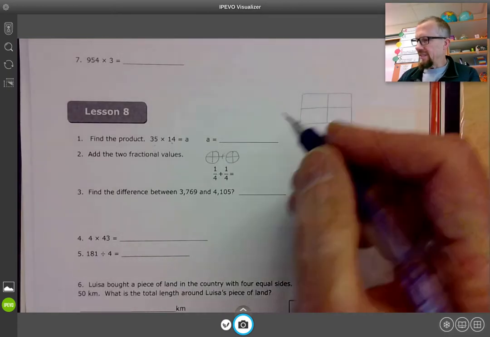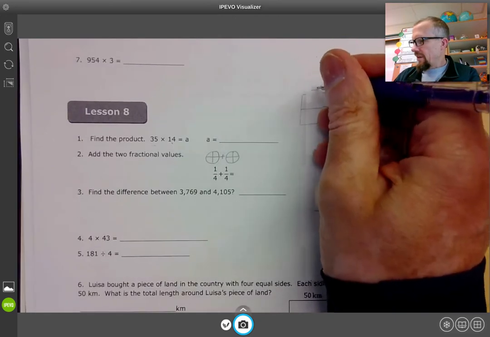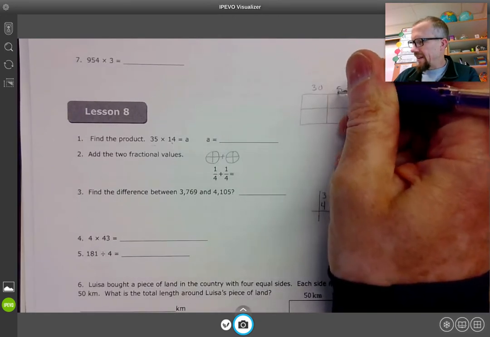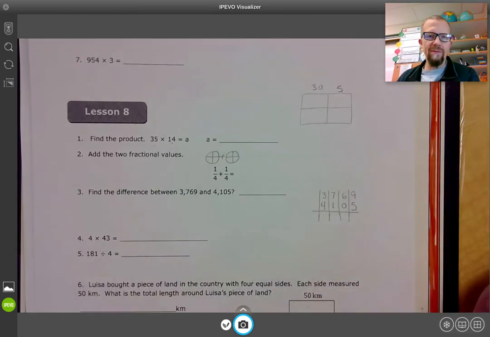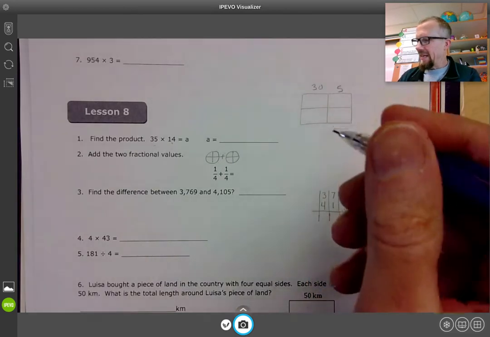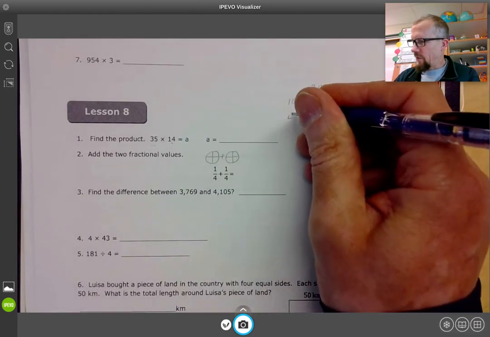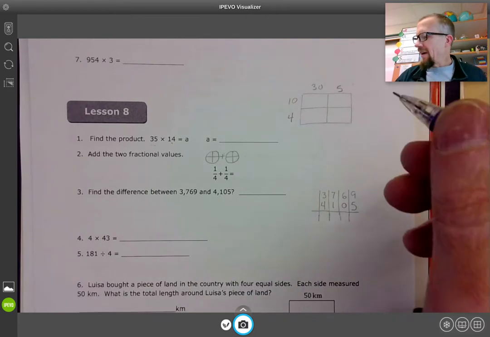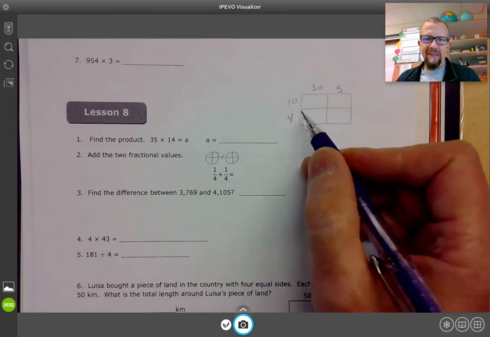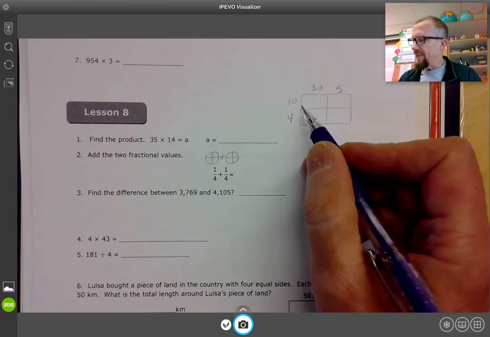So one way we can do it is to take 35 and break this into 30 and 5. And I put this above a box with four smaller boxes inside. And I'm going to take the 14 and break that into 10 and 4. So I'm breaking these up by place value, right? Now I can just multiply each part, kind of like a multiplication chart. We put the answers where the numbers would meet.